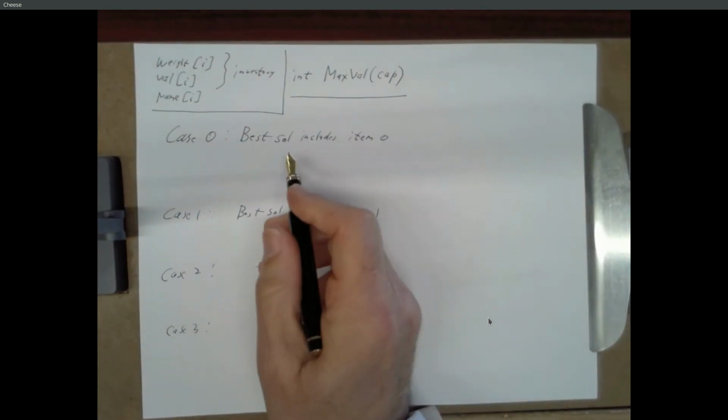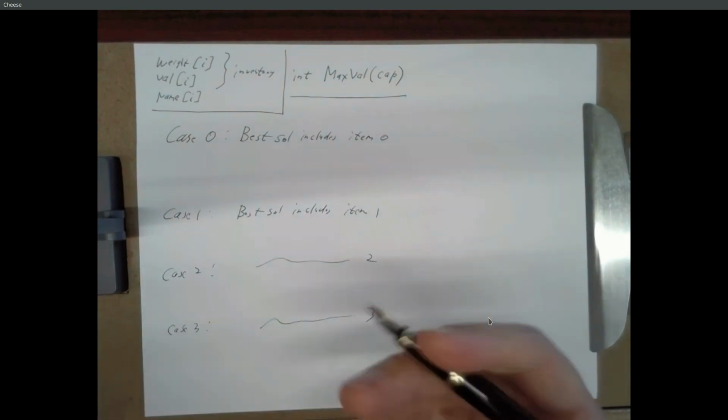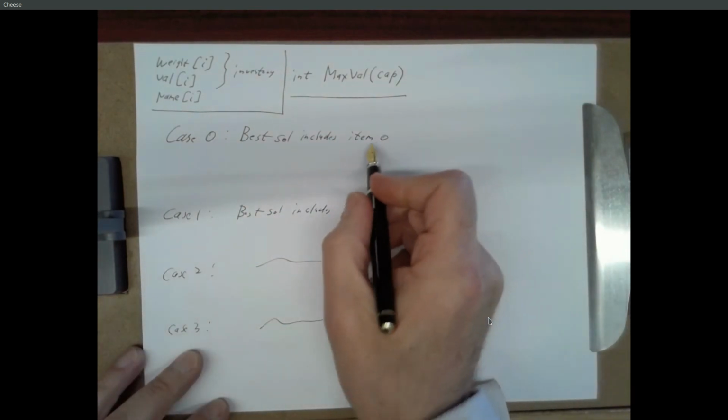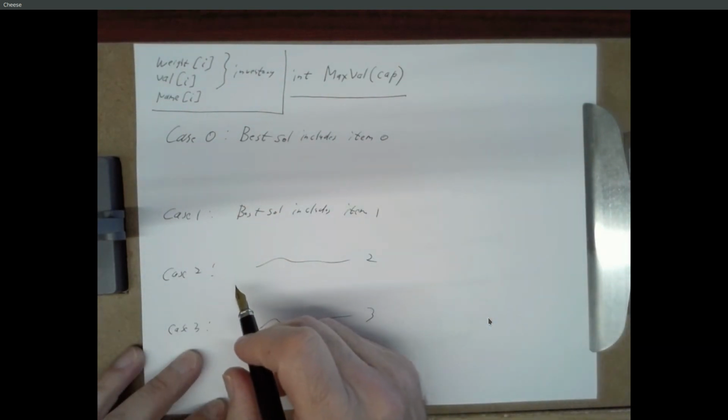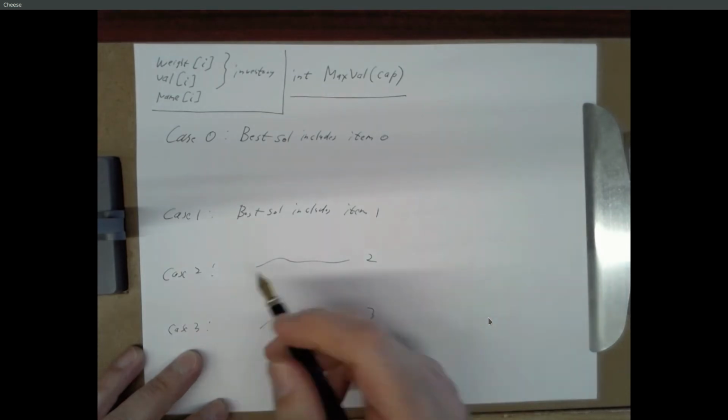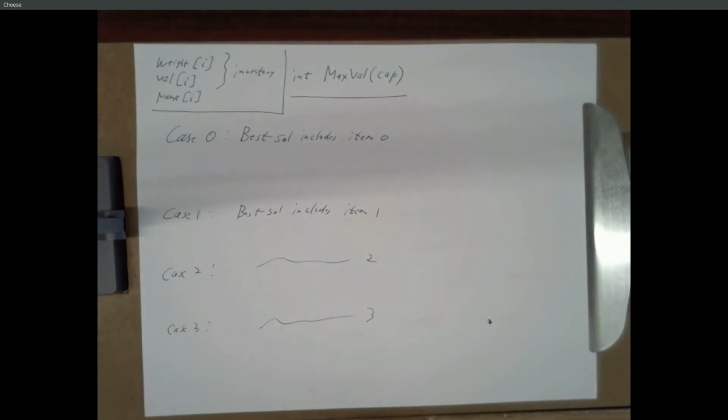Okay, let's just look at case 0. Suppose our best possible value for MaxVal, our best value that we can get, includes putting at least one of item 0 into our bag. Well, let's do that. Let's take one copy of item 0 and put it into our bag. And right now, that's the only thing in our bag. So our bag's completely empty except it's got one copy of item 0.